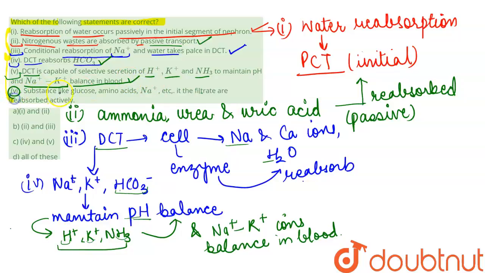And then number 6 says substances like glucose, amino acids, sodium, etc. in the filtrate are absorbed actively. This statement is also correct. These amino acids and glucose are absorbed actively. So all the statements are correct. Our correct option would be D, which says that all of these are correct. So D is the correct option.